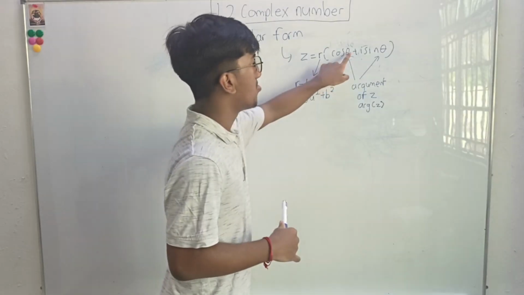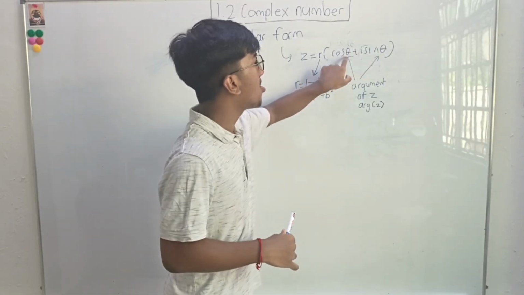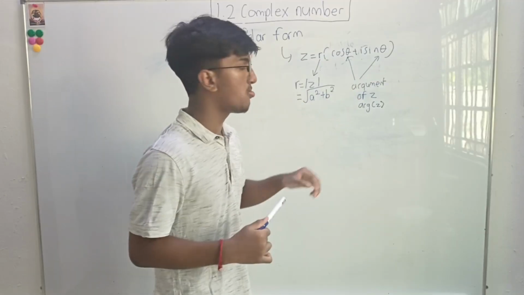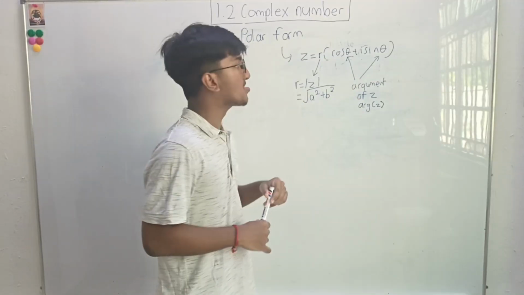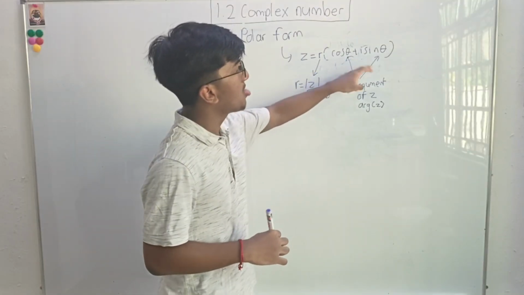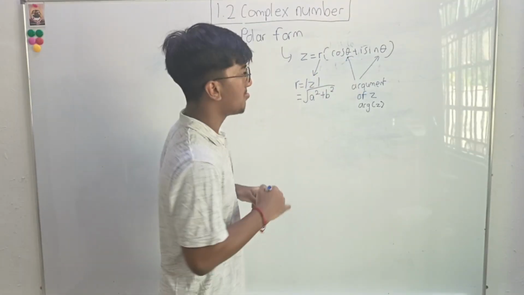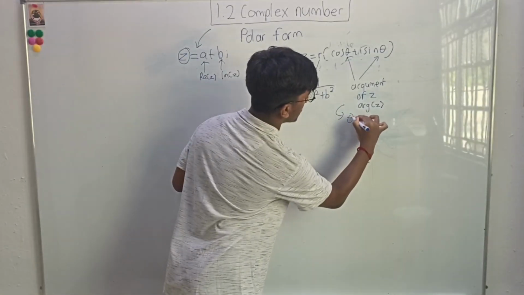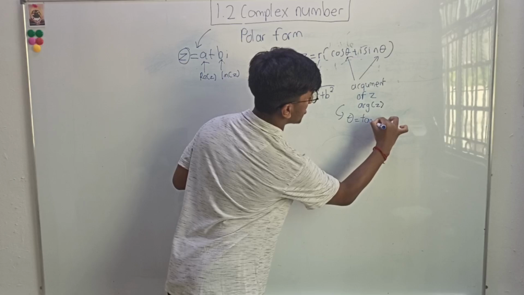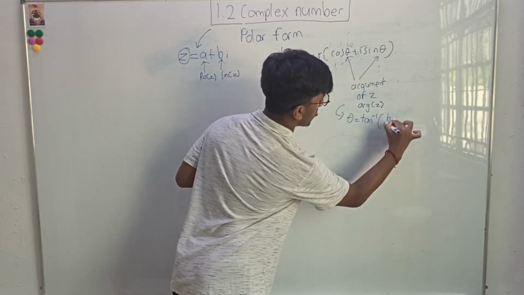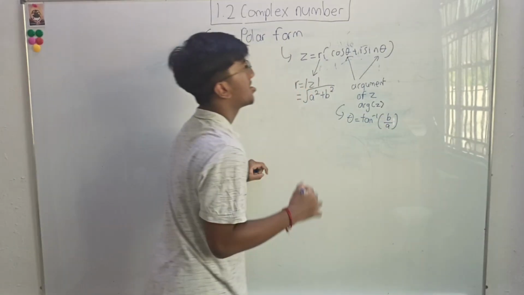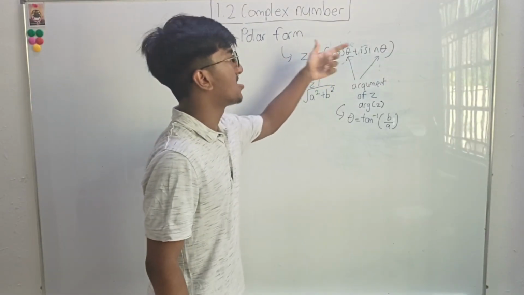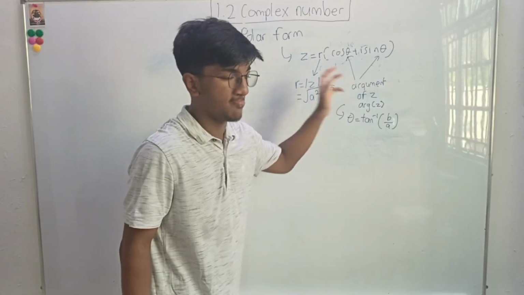How about the angle over here, the theta? The theta over here is what we call the argument of z, or in short form arg z. This argument of z also has a specific formula, which is theta equals tangent inverse b over a. So if we get the r and the theta, we can write the polar form.